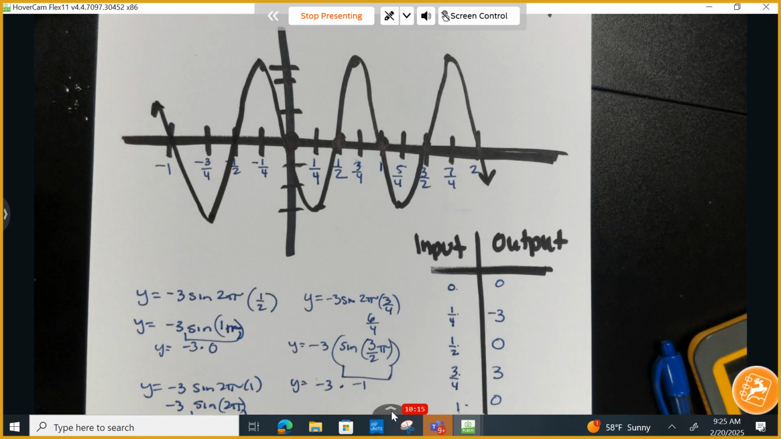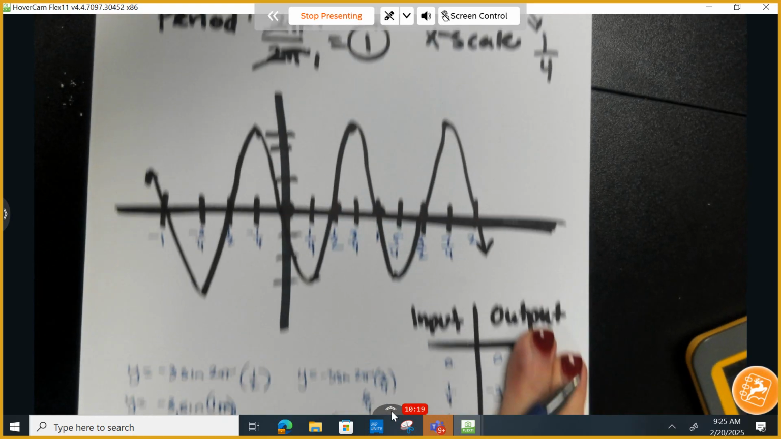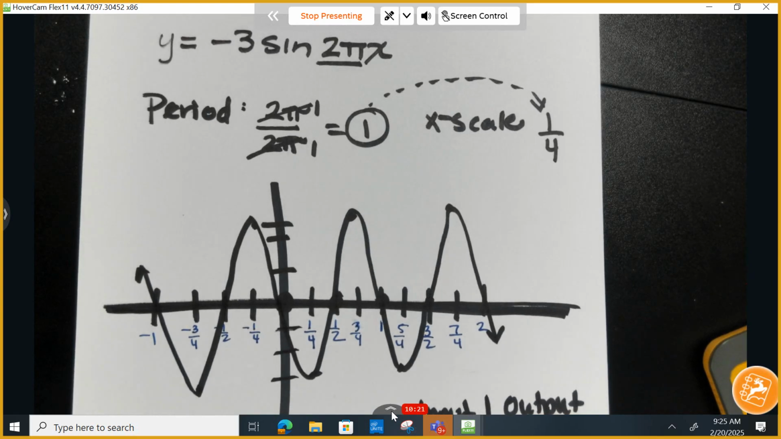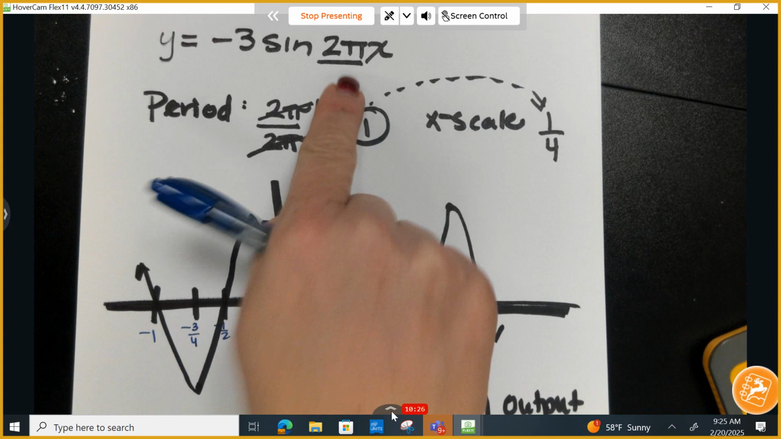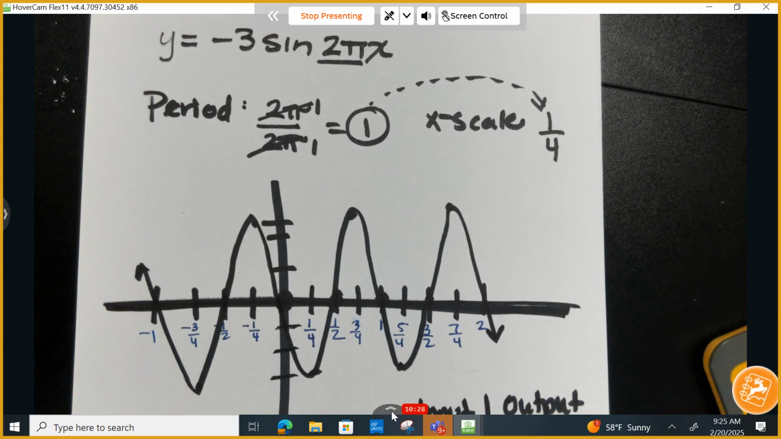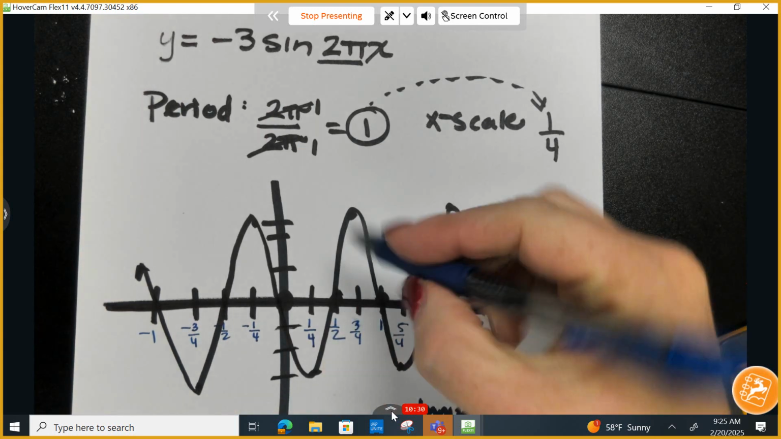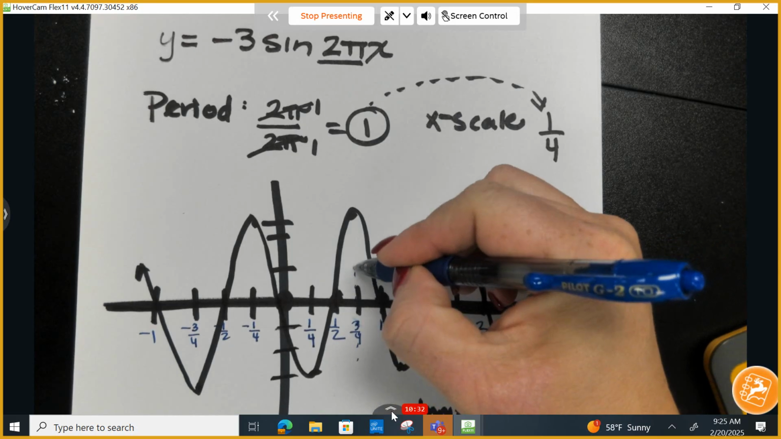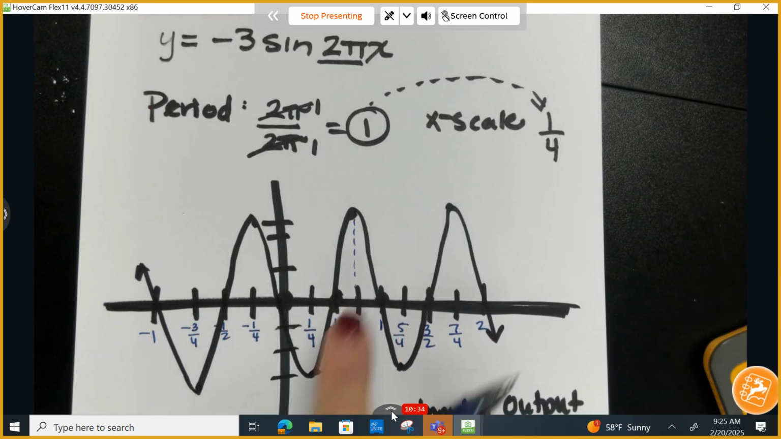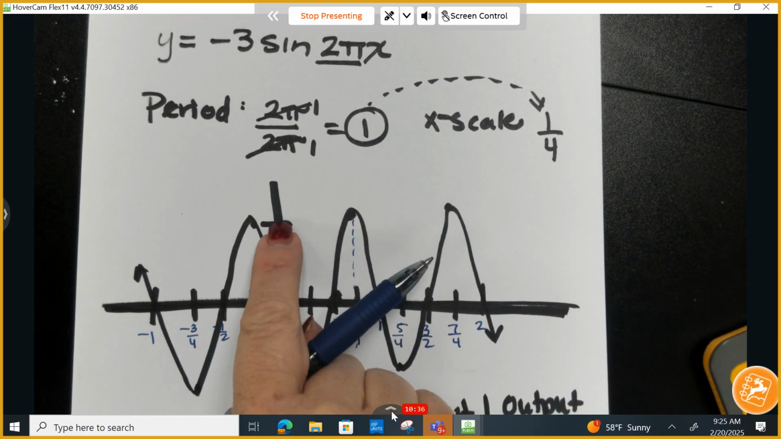Now, why do we graph it? We graph it so that we can understand the function. So, for instance, if I called on somebody, listen closely, and I said to you, please evaluate this function at 3/4, you would go to 3/4, and you'd go up or down until you hit the function, and then you'd look across. The answer is 3.